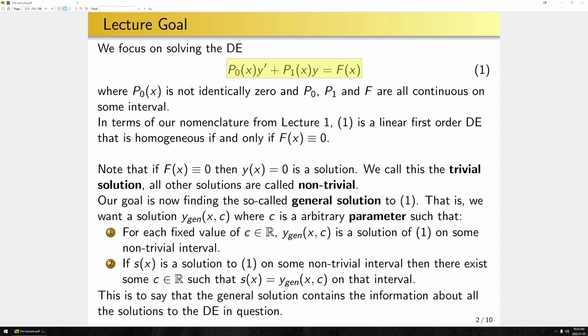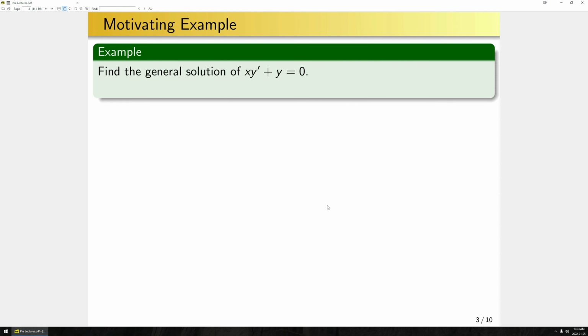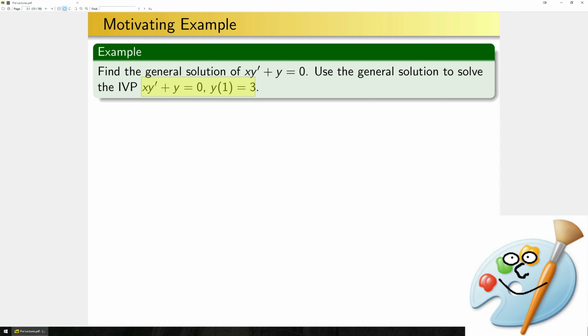Okay, so before we jump into actually trying to find the general solution for all of these differential equations, it can be useful to try to find the general solution for one particular differential equation. So let's look at a motivating example. Here we want to find the general solution of this differential equation, and then we want to use the general solution to solve this particular initial value problem. So let's jump to Mr. Paint and get into the details here.